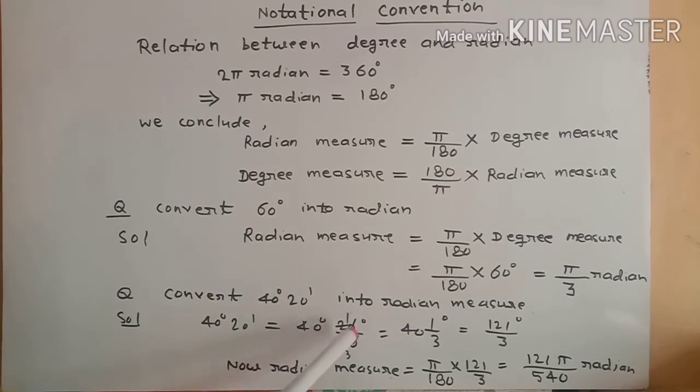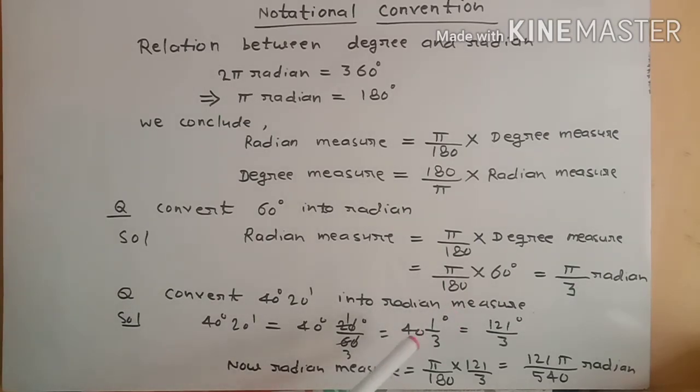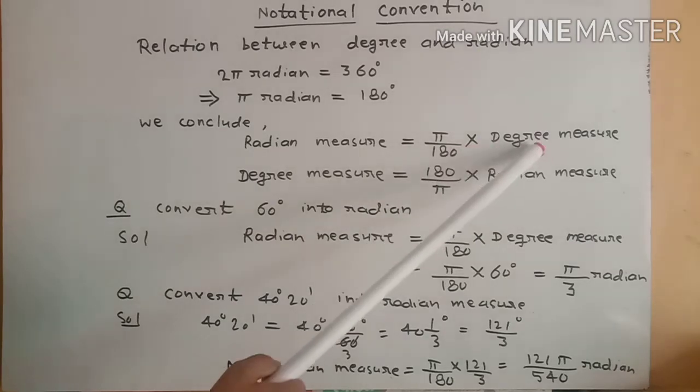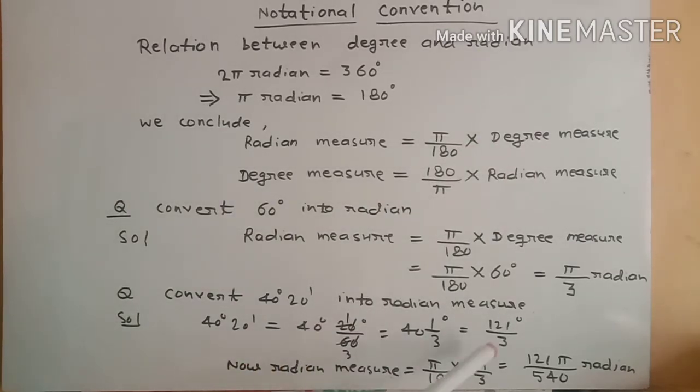Now 40 degree and 1 by 3 degree, that is 40 whole 1 by 3 degree. This is a mixed fraction, so now we will convert the mixed fraction into an improper fraction. We will get 121 upon 3 degree. Now this is degree measure, and we have to change it into radian measure. So use this formula, radian measure equal to pi by 180 into degree measure. Now put the degree measure here to get the answer.